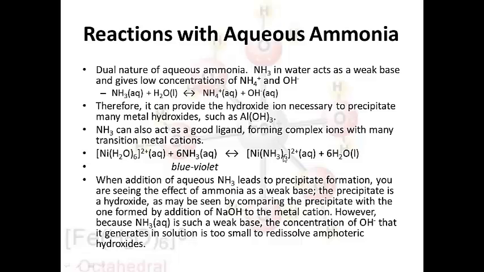When addition of aqueous ammonia leads to precipitation, you're seeing the effect of ammonia as a weak base. So the precipitate is a hydroxide. And you can compare those precipitates with when you've added just hydroxide to a metal cation, and see if, okay, is this really the hydroxide? However, because ammonia is such a weak base, the concentration of OH- that's formed isn't large enough to redissolve the amphoteric hydroxides. So that's a good way to make a hydroxide and not redissolve it.